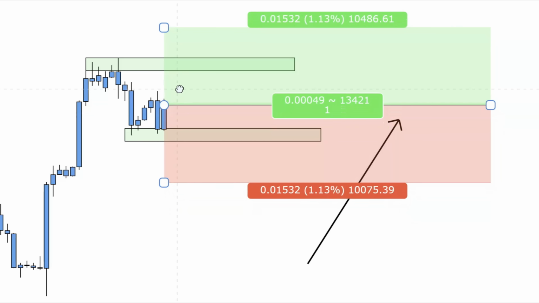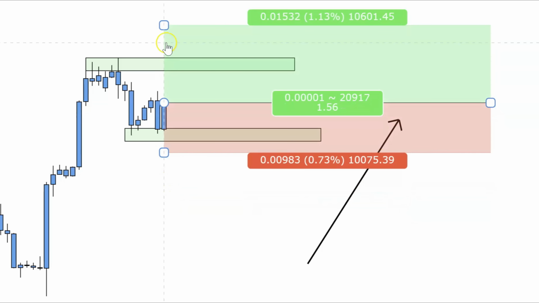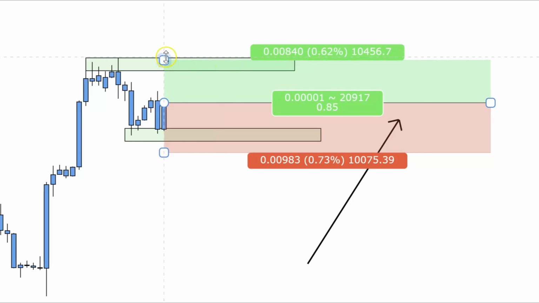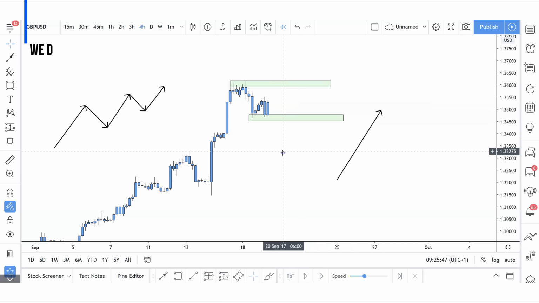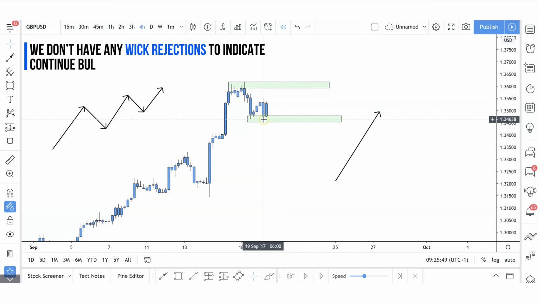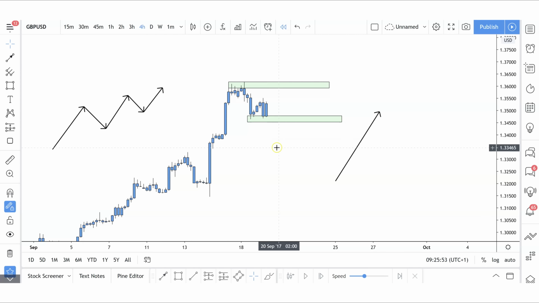do we have a 1-to-1 risk to reward ratio with our stop loss below this key level? Well, not really. We could stretch it, we can make it work, but not really. Second thing is when we're looking at this, we don't have any wick rejections to indicate continued bullish pressure. We do have a strong bullish candle to the upside, but to be honest with you, it's not very convincing.